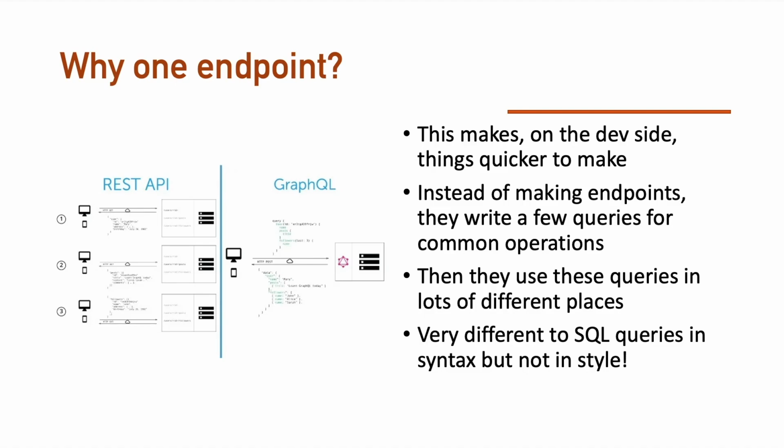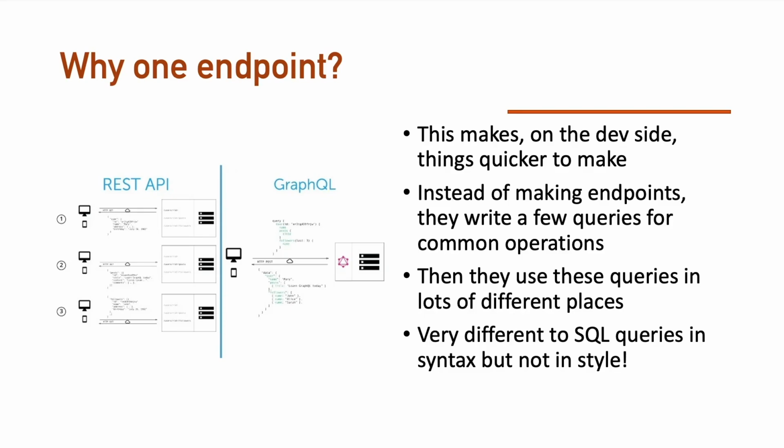So why one endpoint? Well, it makes things on the dev side much quicker to make. Instead of making tons of these endpoints, they write queries for common operations, and then they can reuse these queries a lot more easily than you can reuse RESTful API endpoints. You'll see this come into play in a little while when we start talking about how this works in practice. We'll see how these queries are structured and what makes them so great.